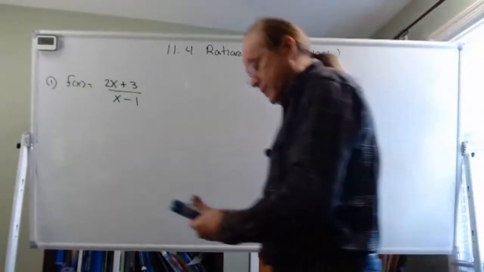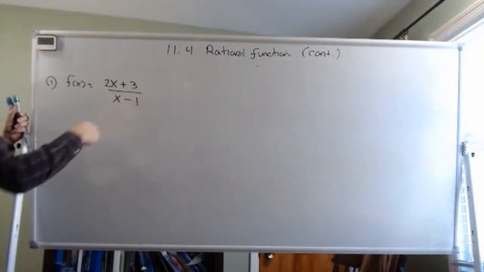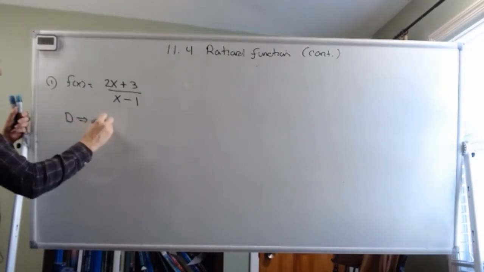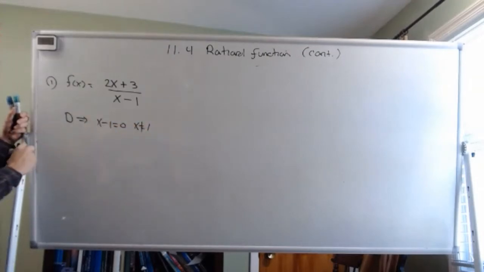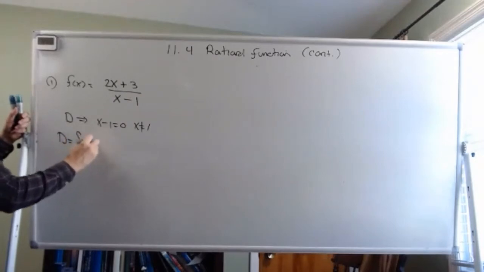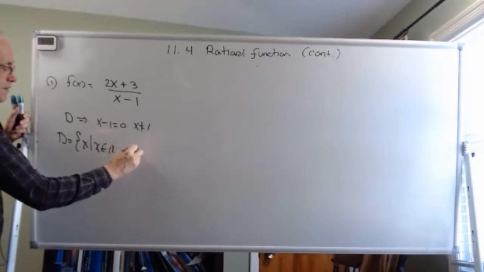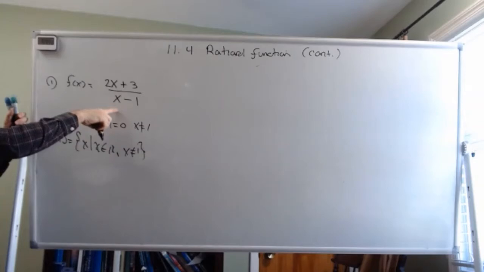So hopefully everyone can see the domain is relatively easy because I only have the binomial x minus 1 in the denominator. So the domain has me looking at x minus 1 equal to 0, so I get x is equal to 1, so I exclude that. So my domain is the set of all x such that x is a real number, but it cannot be equal to 1.